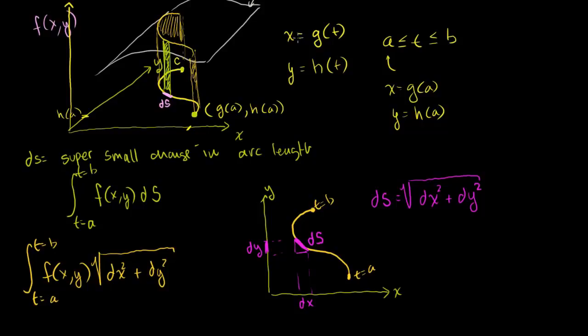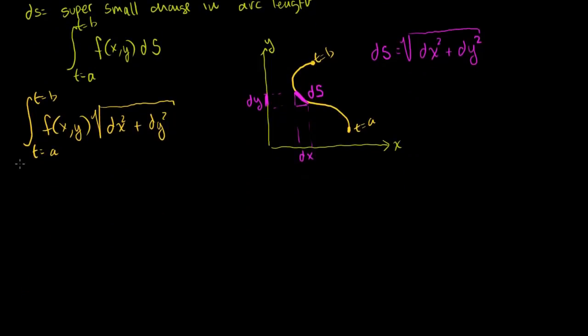Well, we know x and y are both functions of t, so we can actually rewrite it like this. We can rewrite it as from t is equal to a to t is equal to b. And f of x, y, f is a function of x, which is a function of t, and f is also a function of y, which is also a function of t. So you give me a t, I'll be able to give you an x or a y. And once you give me an x or y, I can figure out what f is. So we have that. And then we have this part right here.